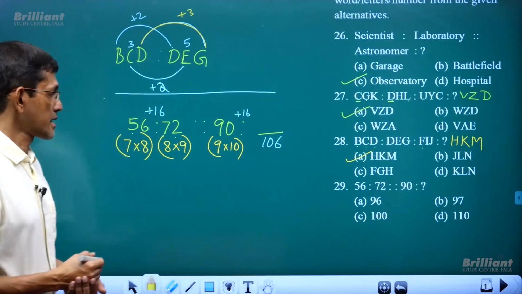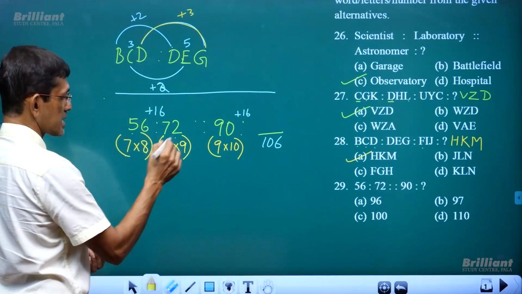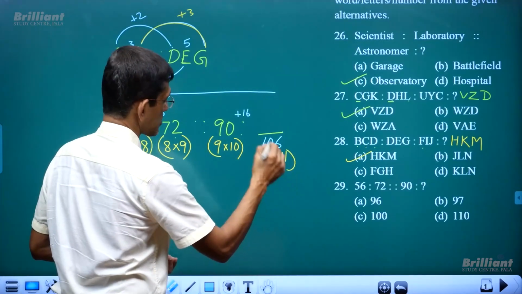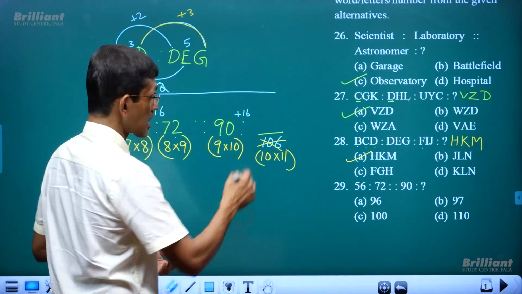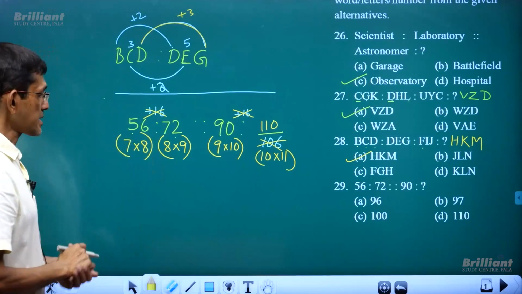9 into 10. The next one must be, well, 7 into 8, 8 into 9. So 9 into 10, 10 into 11. 10 into 11, how much is that? 110. So the answer is what? 110. So what is the pattern?